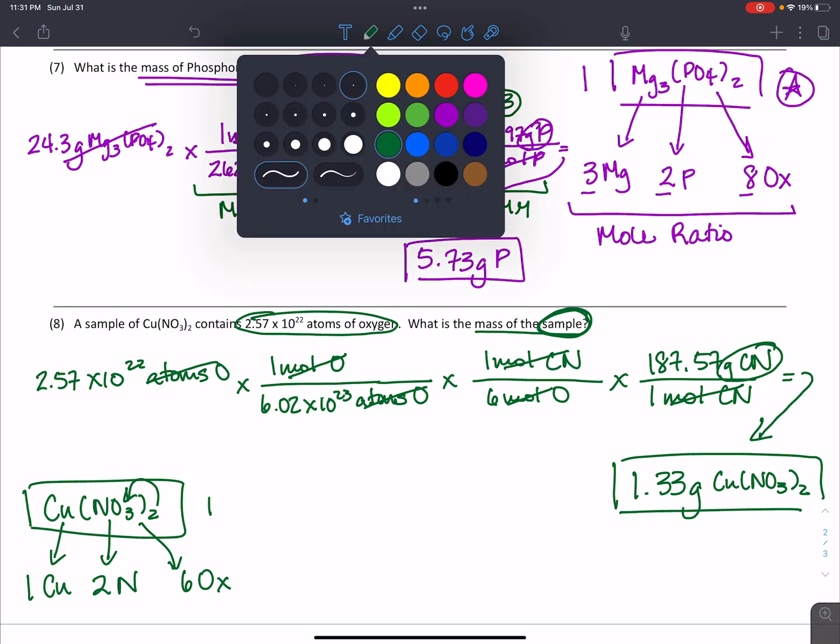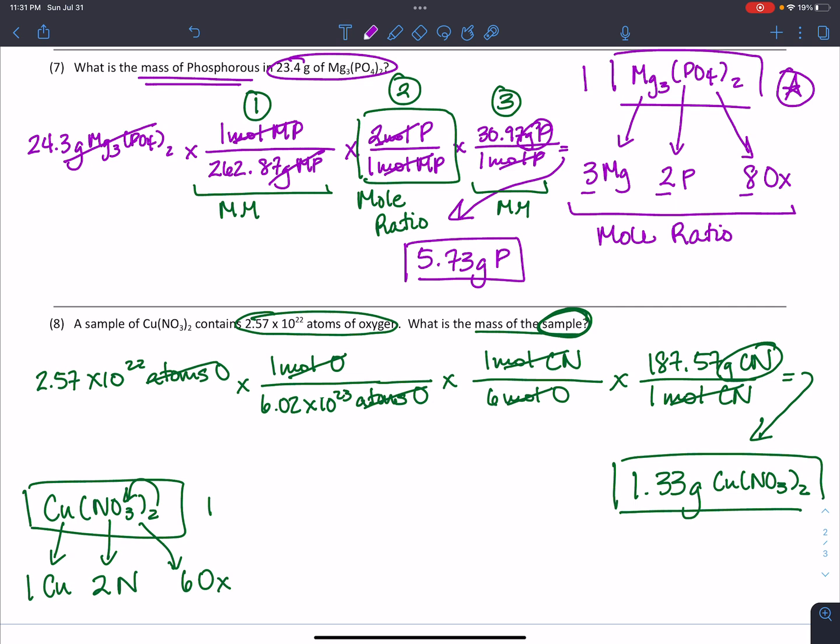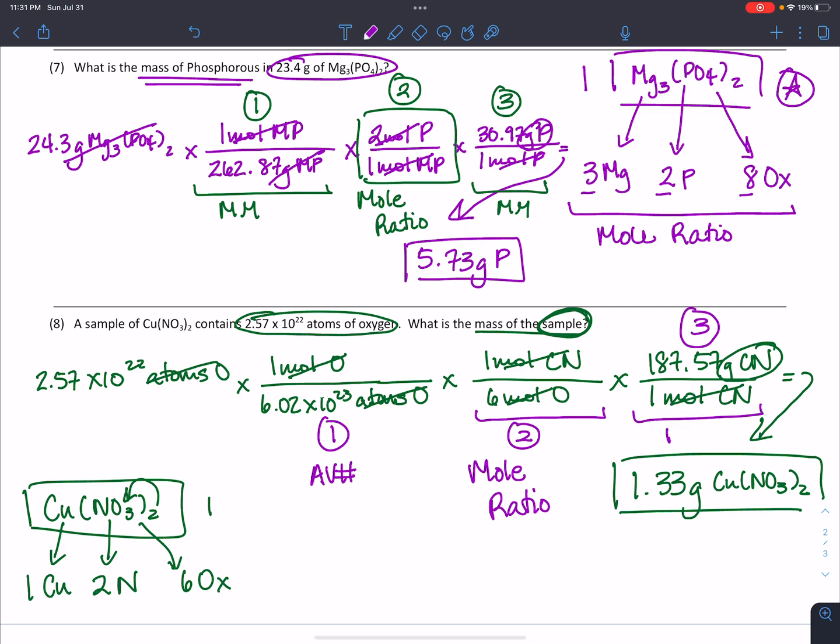So similar to what we saw in problem 7 above, we've got 3 steps here. Step number 1, atoms to moles, or particles to moles. This was Avogadro's number. For step number 2, this was our mole ratio step, where we went from an element to the compound. And for step number 3, we went from moles to grams, which required the molar mass. So problem number 8 was a little bit of everything.